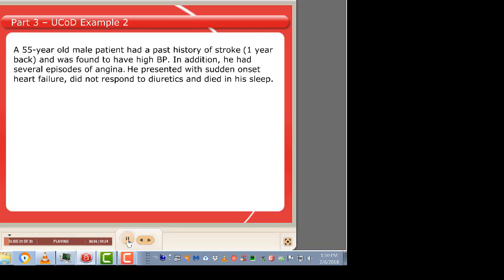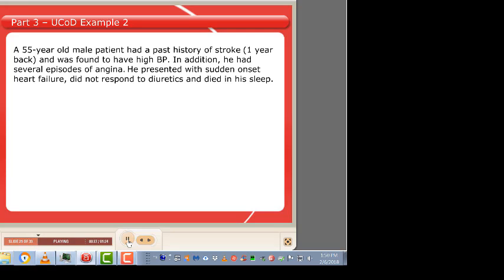Example 2. A 55-year-old male patient had a past history of stroke 1 year back and was found to have high BP. In addition, he had several episodes of angina. He presented with sudden onset heart failure, did not respond to diuretics and died in his sleep.